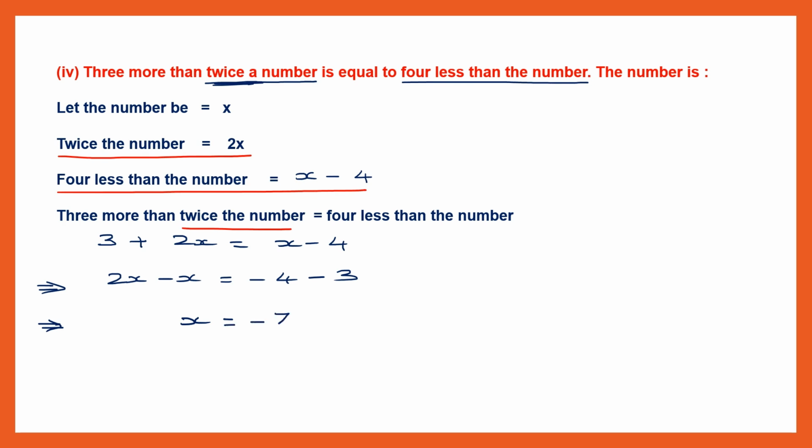So we have found the value of x. That is, we have found the number. The number is x and that is minus 7. So the number is minus 7. And that is option B, minus 7. So that is our answer.